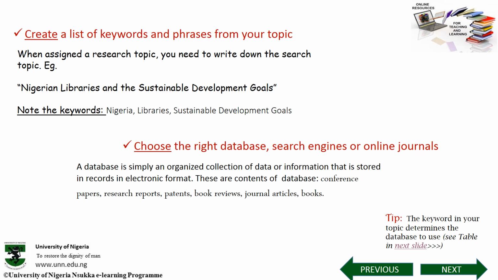Now, the second step in the web research process is to choose the right database, search engines, or online journals. A database is simply an organized collection of data or information that is stored in records in electronic formats. These are contents of a database, for example: conference papers, research reports, patents, book reviews, journal articles, and books. You should note that the keyword in your topic determines the database to use. You can see the table in the next slide.